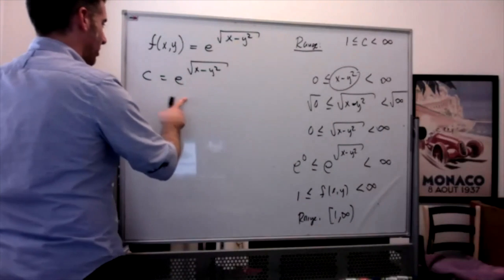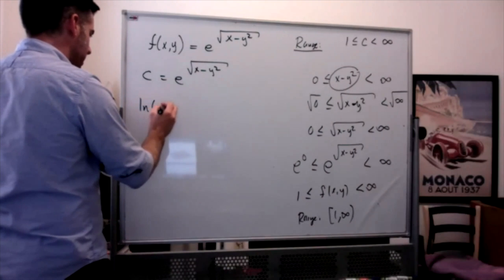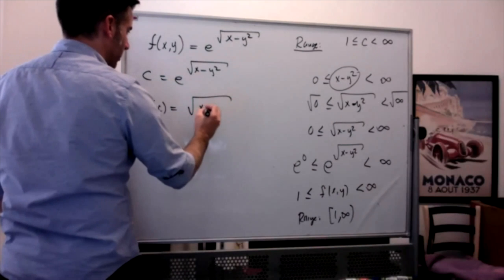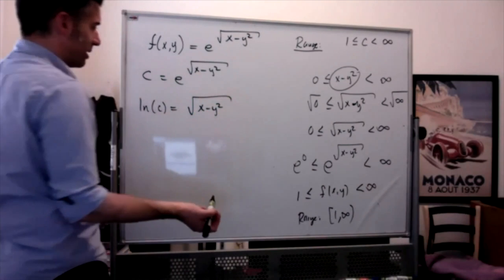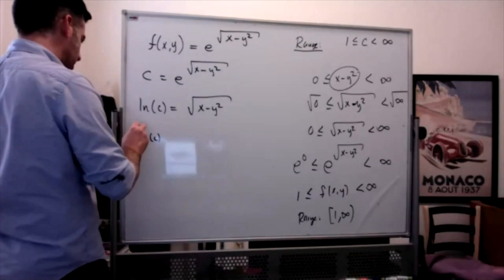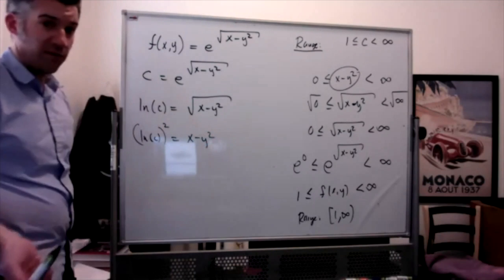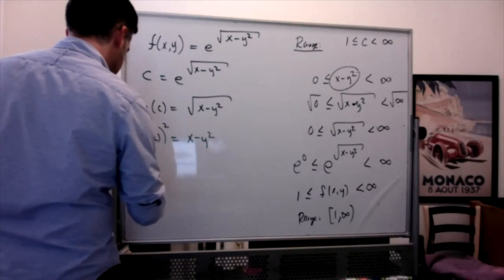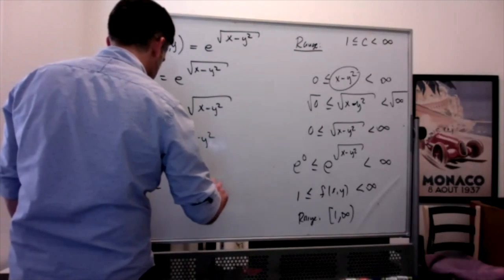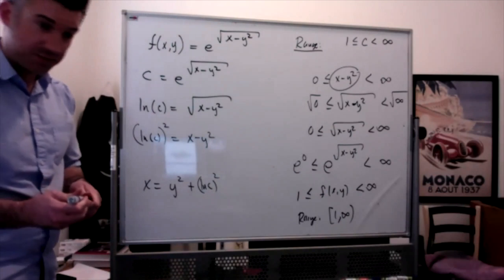So let's see here. Let's take the natural log of both sides. So the natural log of c equals the natural log of e to this, which is just the square root of x minus y squared. Let's square both sides. So natural log of c quantity squared is equal to x minus y squared. And then if I solve for x, I get x equal to y squared plus the natural log of c, squared.